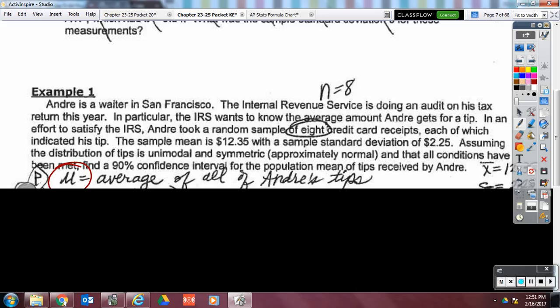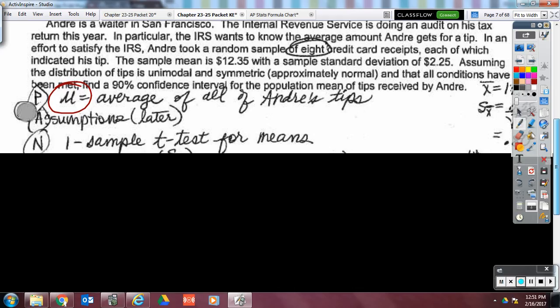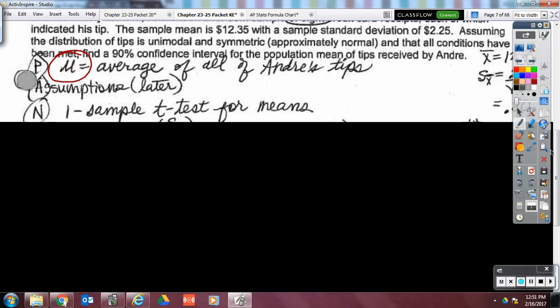The next thing is the name. And so the name is a one sample t-test for means. A one sample t-test for means.